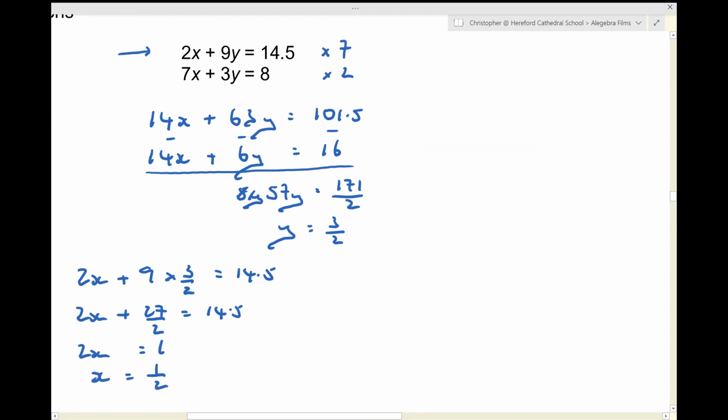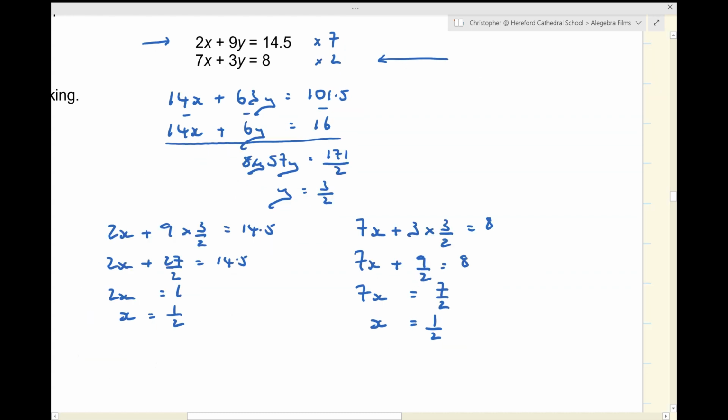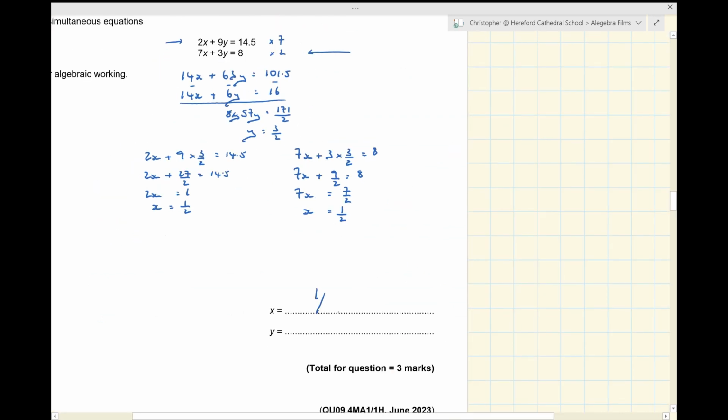Let's see if I get the same value of x when I substitute into here. 7x plus 3 times y, so that's 3 times 3 over 2 equals 8. 7x plus 9 over 2 equals 8. Subtract 9 over 2 from both sides, and 7x is 7 over 2 on my calculator. Divide by 7, and x is a half. Right, so I can write in my answers now. x is a half, and y is 3 over 2.